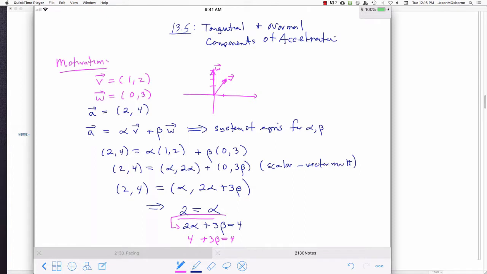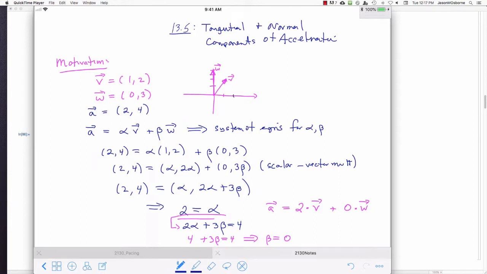Sorry, let me see. So what am I seeing here? So this says that beta has to equal 0. And if beta has to equal 0, that says that the vector a is equal to 2 times the vector v plus 0 times the vector w. And you probably could have seen that. I just made this example up. I should have thought about it a little bit more.